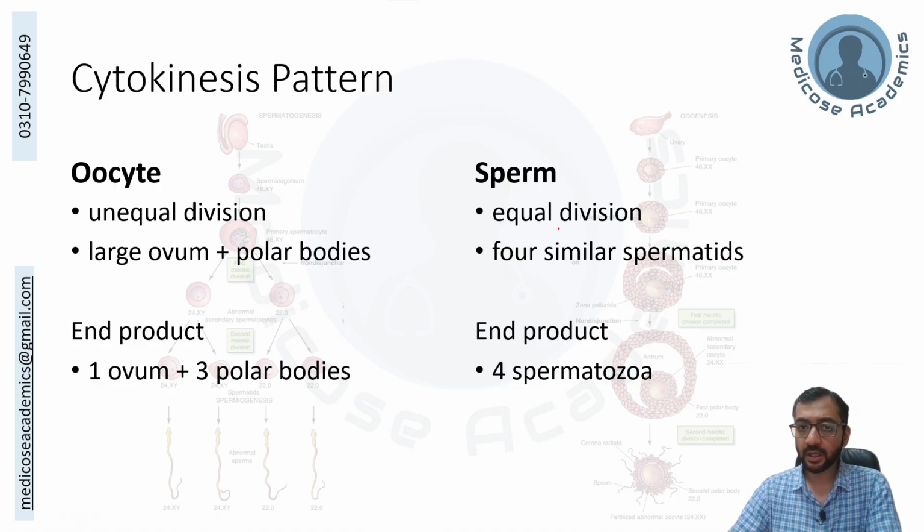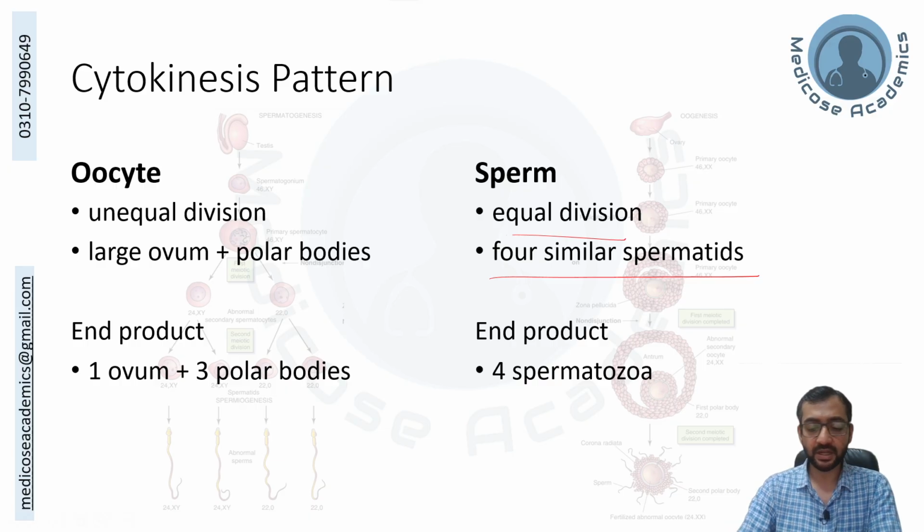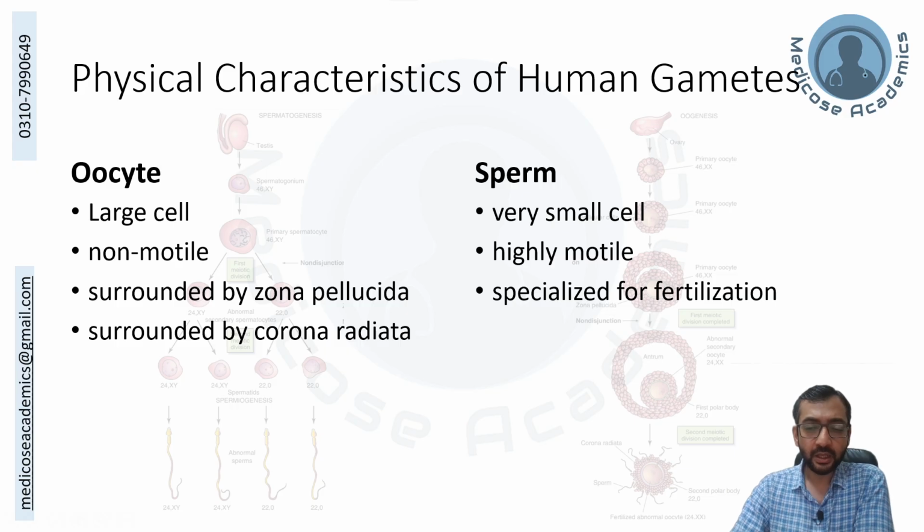Sperm have equal division. The four are similar to each other with no differences, and they have incomplete cytokinesis, where they are joined together with cytoplasmic bridges that are later modified in the process of spermiogenesis.